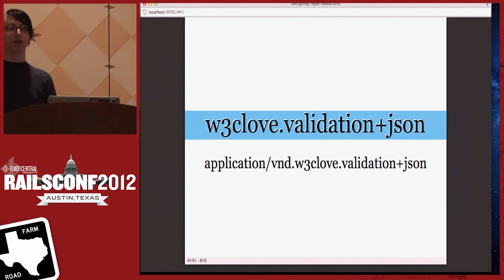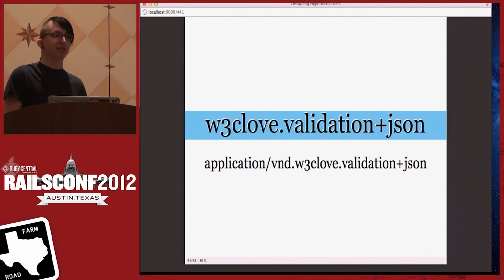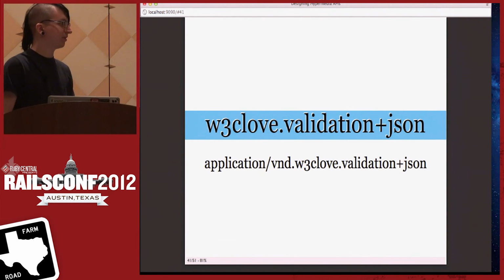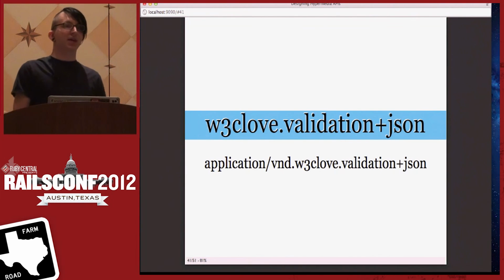And then if other people wanted to build validation services, we would work with them to build a validation plus JSON that would work across our companies. But for now, since it's specific, there's a vendor tree. So vnd.w3clove.validation plus JSON, which is a mouthful. Eventually, this would be standard, hopefully.